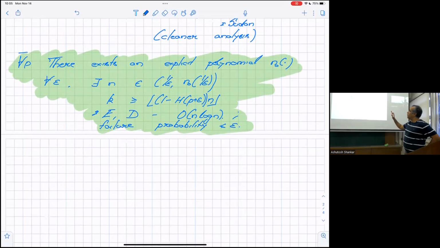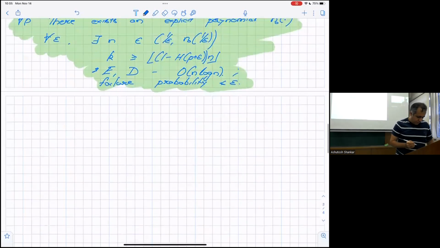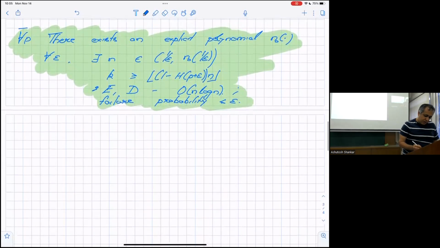Encoding and decoding are going to be n log n, and n is going to be polynomial in 1 over epsilon. If you want to be epsilon close to capacity, you are going to get it with an n which is just polynomial in 1 over epsilon. At that point itself, you have a code which gets you epsilon close. Okay. And in fact, the code which we will construct will be a linear code. So we'll be talking of linear codes.